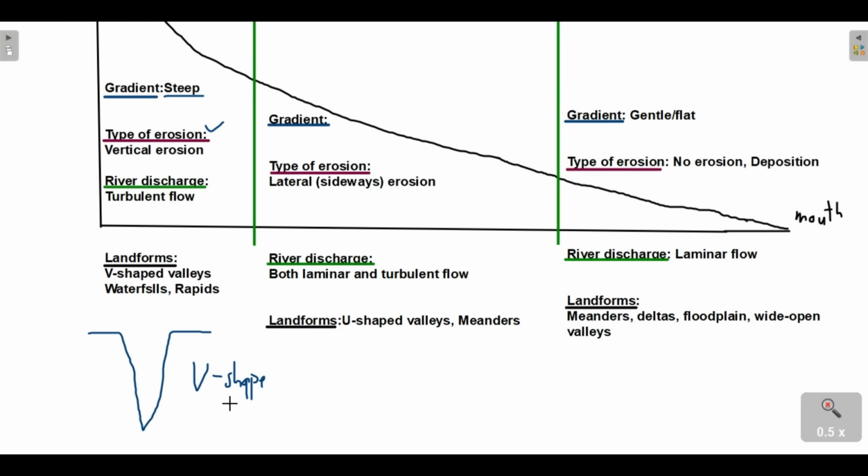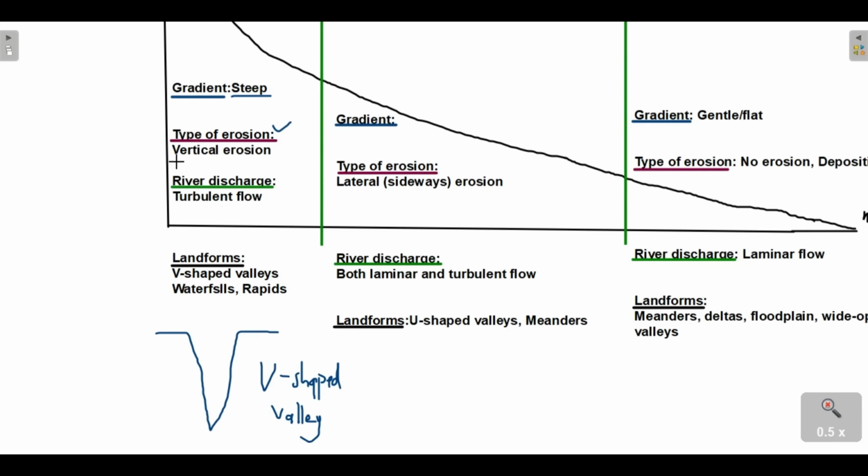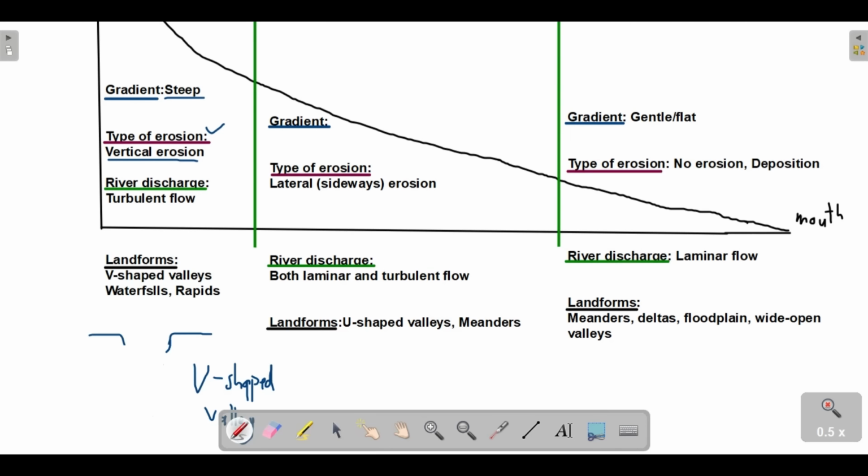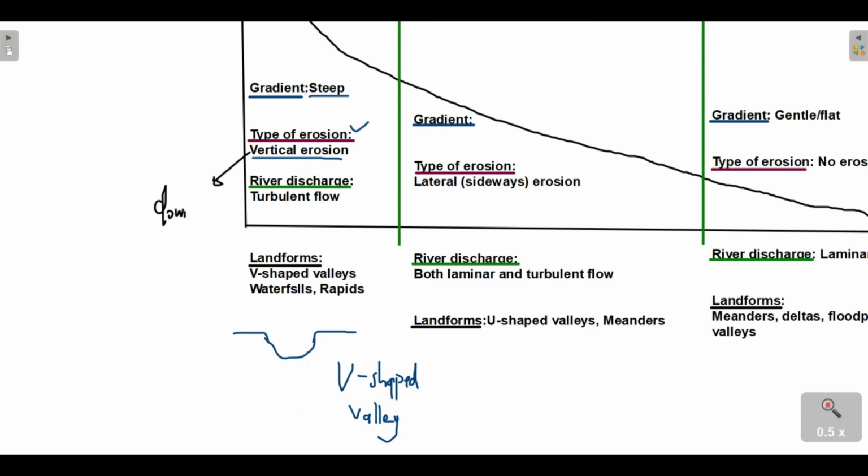The reason is that you have this type of erosion, which we call vertical erosion. By vertical erosion, what we mean is that the river erodes going downwards. So this is also called downward erosion. The river removes material, particularly material that is located on the riverbed.